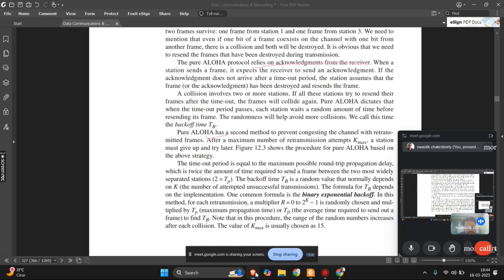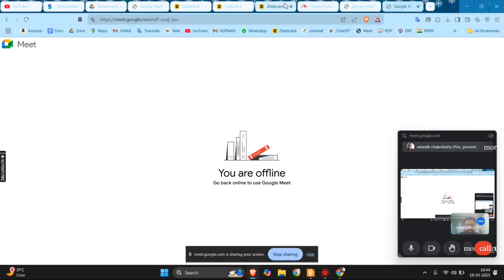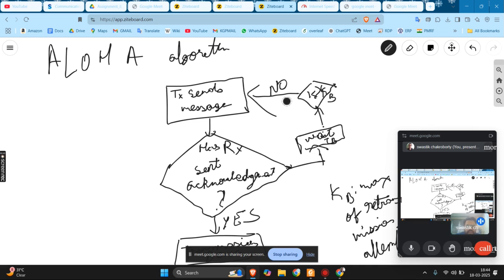So what does the algorithm look like? If K is greater than Kmax, no, then you can retransmit again because you have not reached the maximum number of retransmission attempts. But if yes, then you have to stop. You just have to stop. Nothing to do.